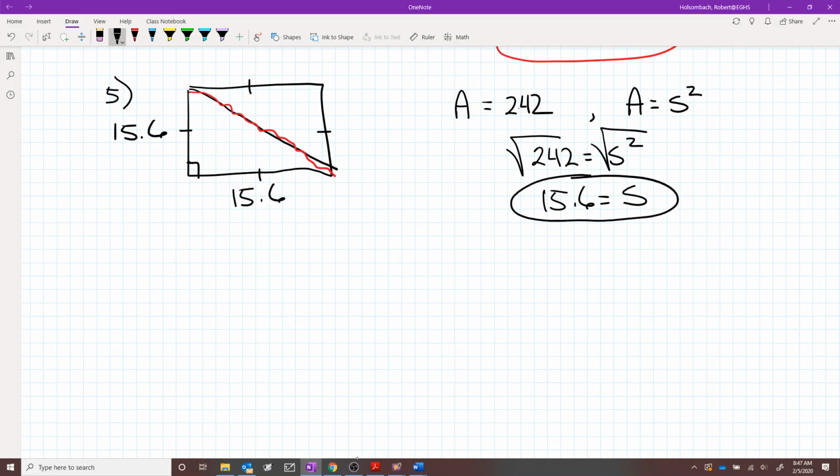Now if you take a square and you cut it in half with the diagonal, you create a 45, 45, 90. And your rules from special right triangles stated that the hypotenuse was equal to a side times the square root of 2. So this diagonal right here is going to be equal to 15.6 times the square root of 2. So the diagonal equals 22.